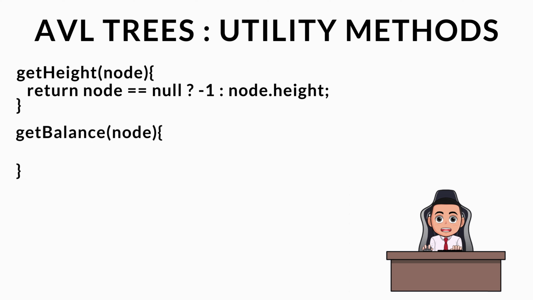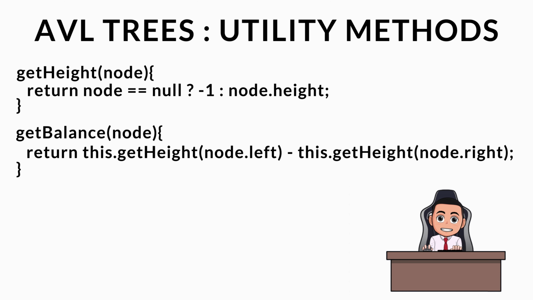Going over the getBalance method, we also have a node param, and we just return the balance factor of the node, which is just the left height minus the right height. Now, let's talk about the code for our rotations.